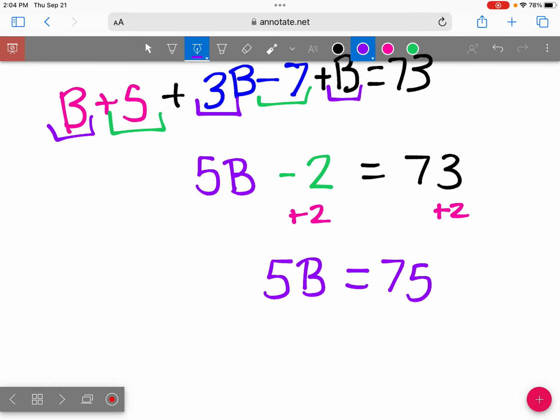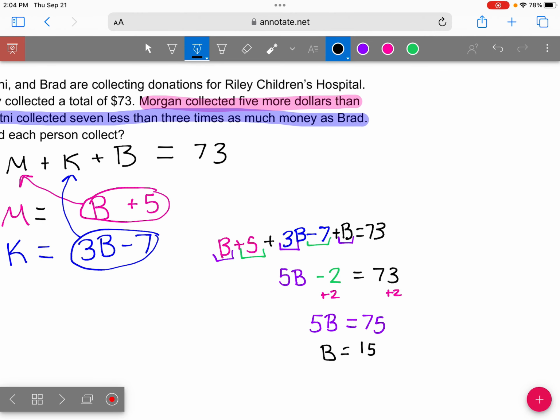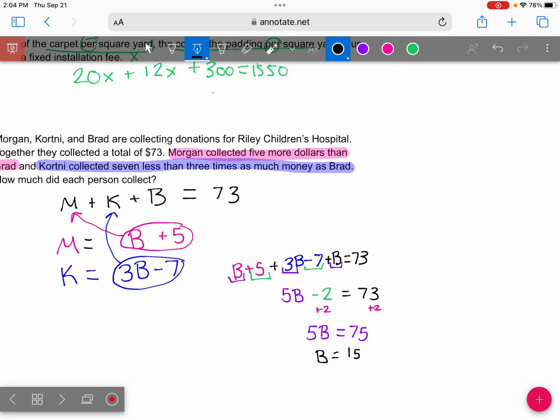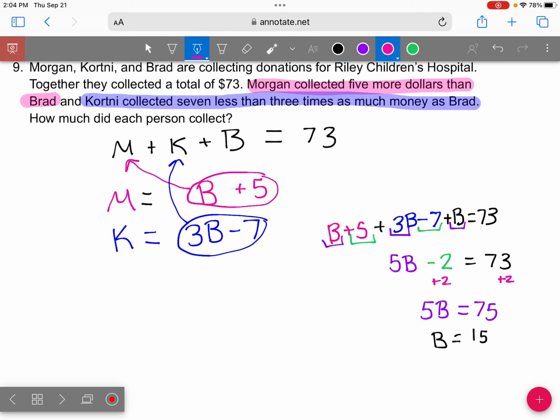And we can use a calculator. What does B equal? Use a calculator. We have them. They're tools at our disposal. B is 15. That tells me how many dollars Brad collected. So how much did Morgan collect? Morgan got 20 because it's Brad plus 5.